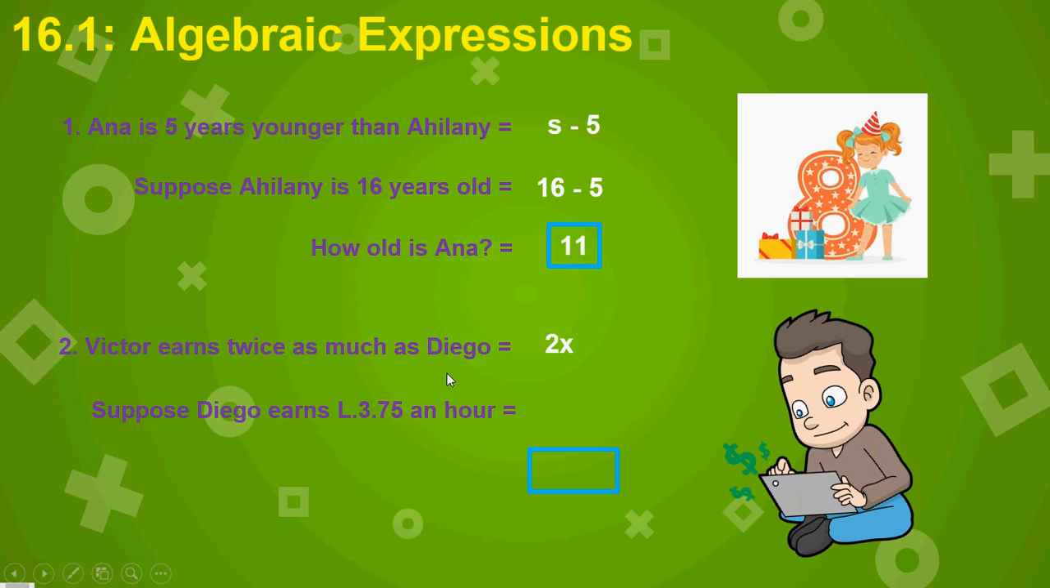So, let's suppose Diego earns 3.75 lempiras por hora. ¿Verdad? Entonces, ¿cómo sería? Sería de esta manera. 2 times 3.75, porque Víctor ahorra el doble de lo que ahorra Diego. So, 2 times 3.75, the question is, how much does Victor earn? Cuando multiplico eso, my answer is $7.50.